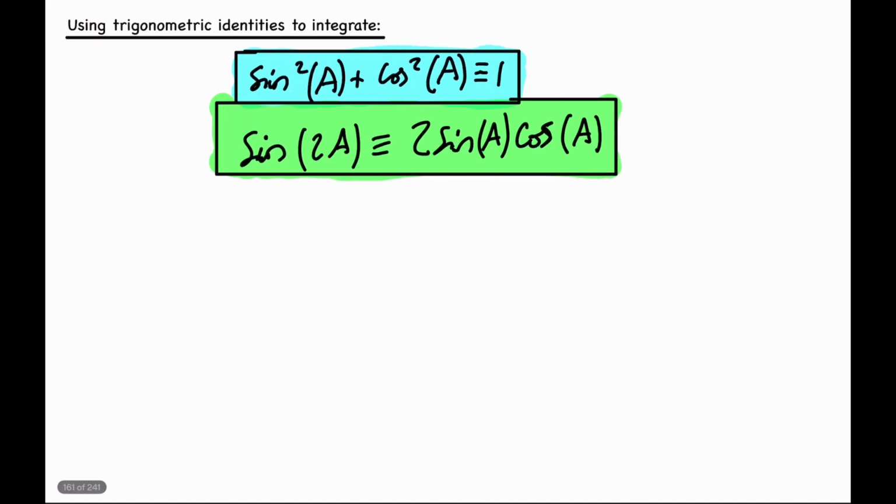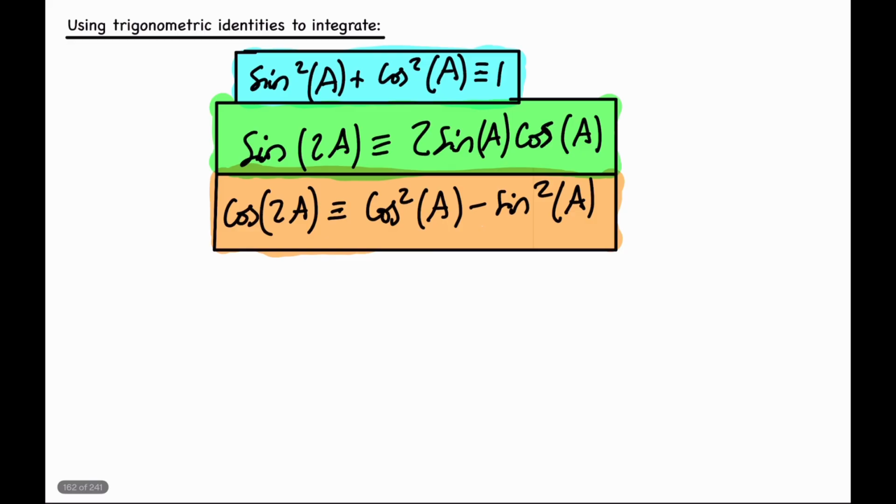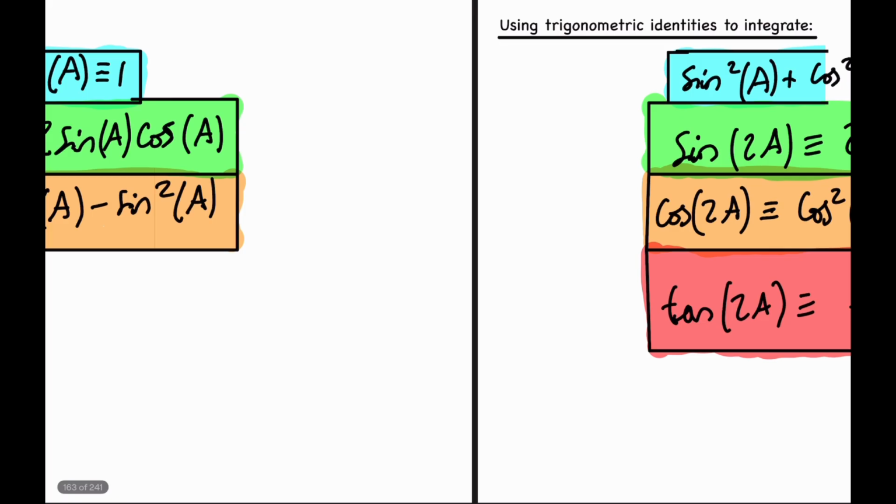And then you have the double angle formula, which is also very useful for integration, where you have sine 2a is equal to 2 sine a cos a. And if you've looked at year 2 trigonometry, you can derive this easily from the compound angle formula, which is given in your exam. And then also you have cos 2a is equal to cos squared a minus sine squared a, which you can also derive from the compound angle formula. But if not, you can really memorize these two formulas pretty easily.